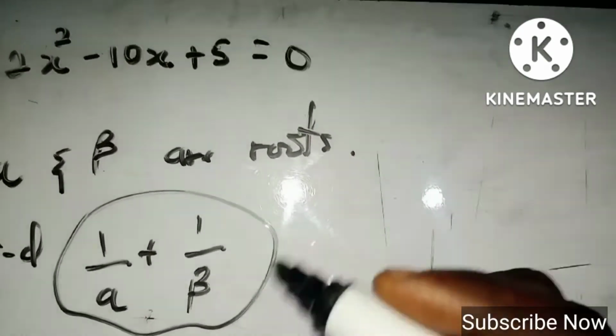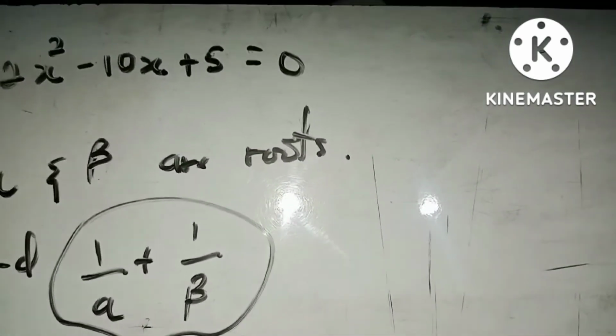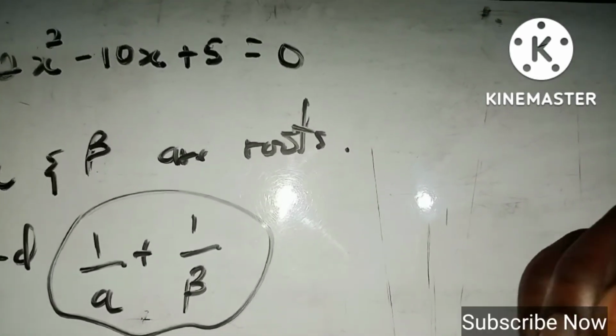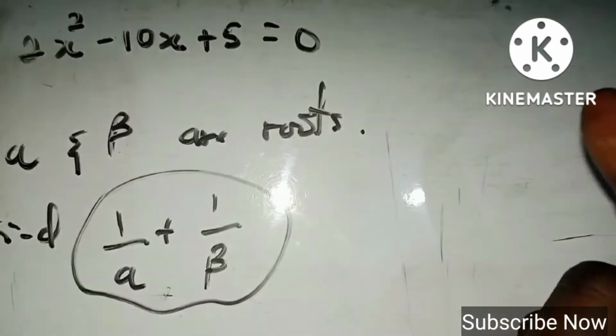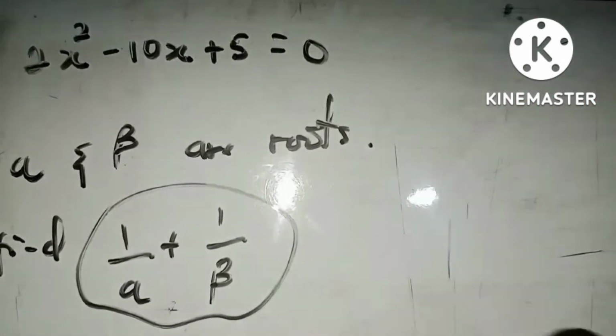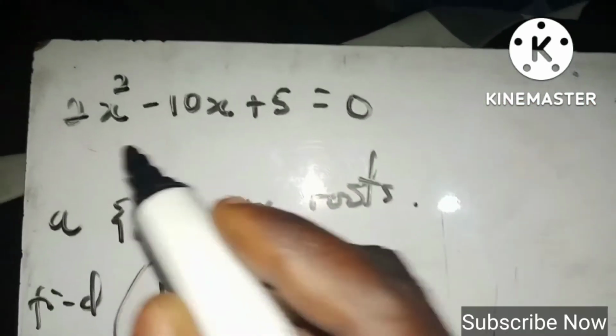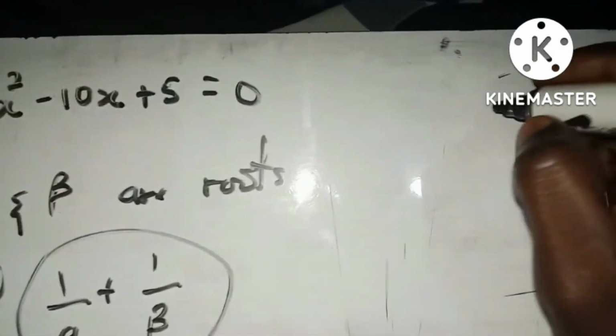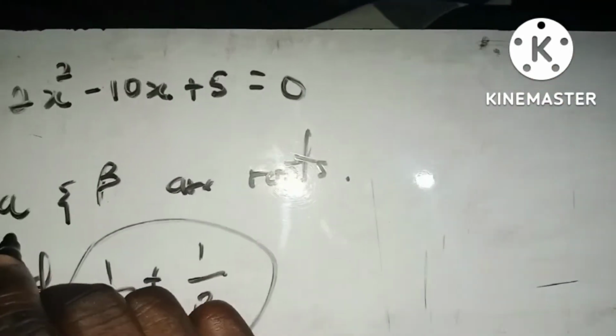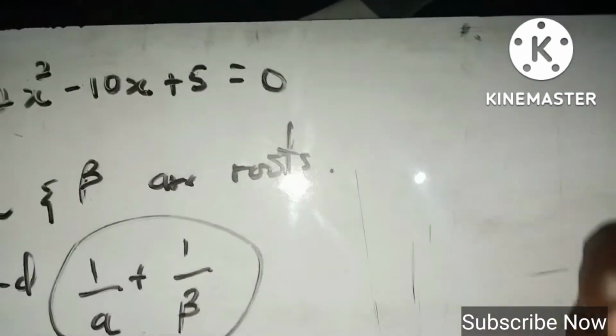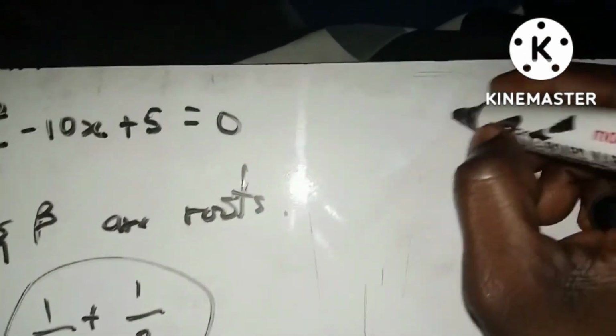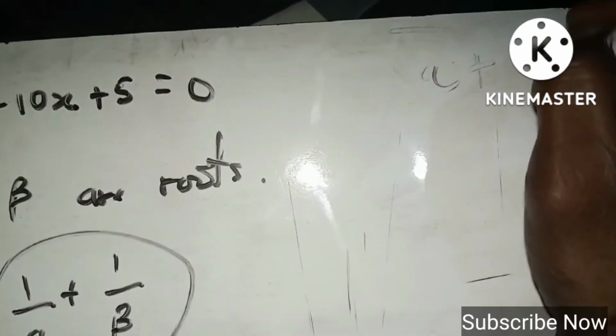Is that okay? We know that in finding the quadratic equation, 1, you have to know the sum of the roots, and then 2, you have to know what? The product of the roots, right? So here, if you are given the quadratic equation, you are not given the roots. So the way of solving this is that you have to first of all determine, since these two are the roots of the quadratic equation, then you have what? Alpha plus beta. So the sum of the roots, right?